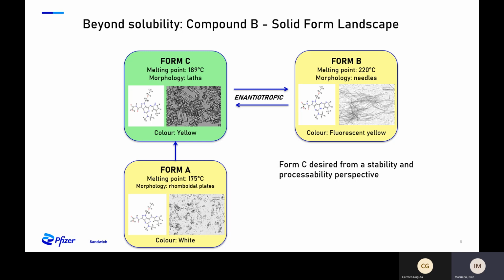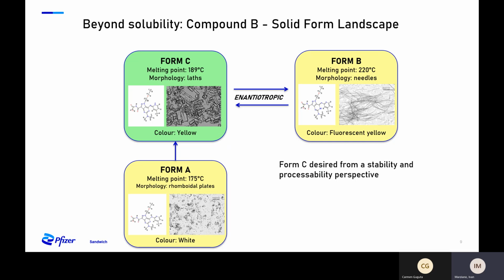This was a later piece of work. Much later on, we had this compound, which again had really interesting physical properties. In particular, we saw that there were 3 solid forms, 2 of them linked together by an anisotropic relationship. And of course, we wanted one particular form, form C. However, form B and form C were really close in stability and therefore in solubility.